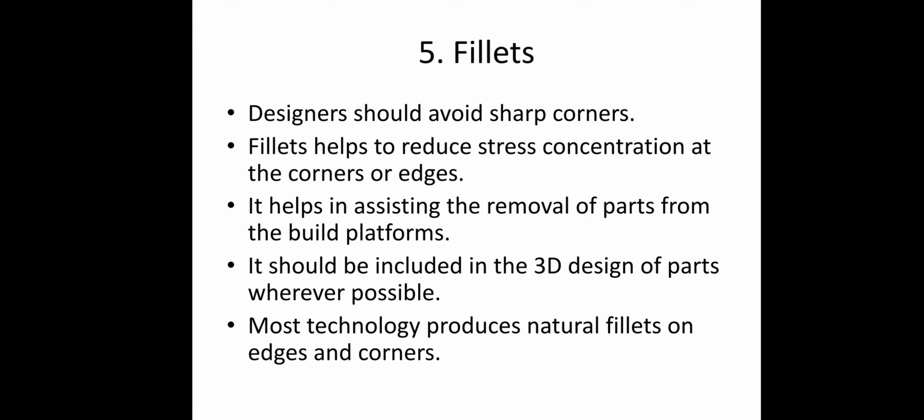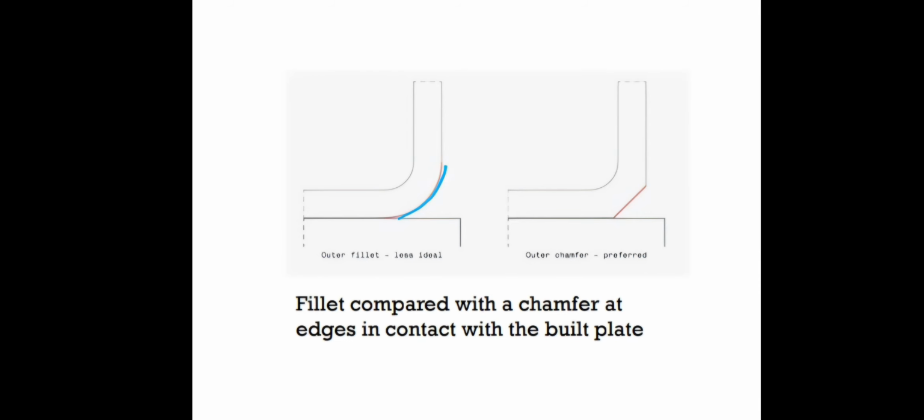Most technologies produce natural fillets on edges and corners. More than fillets, chamfers are highly preferable. Figure B shows the chamfers. Chamfers are preferable because they do not require support structures. It is at a 45-degree angle. If the angle is more than 45 degrees, you need to give support structures. If the angle is exactly 45 degrees, there is no need to give support structures. Thank you.